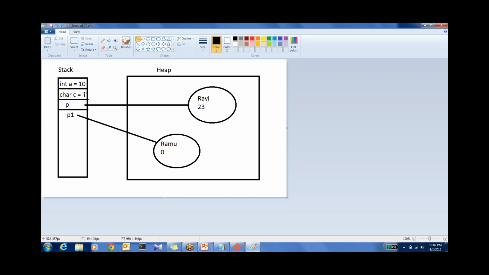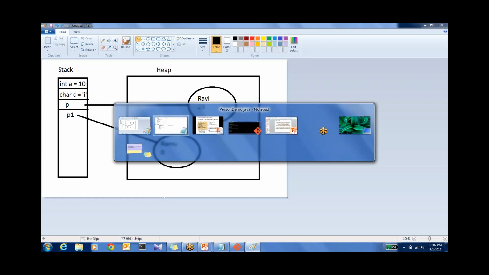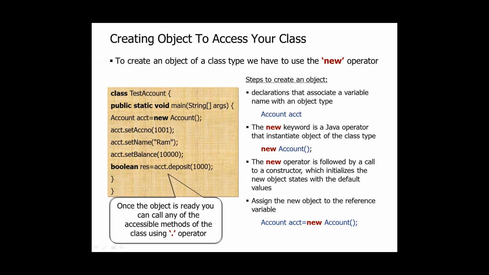And the reason the instance variables are called instance variables is that every object has got its own data. So P1 has its own data, which is Ravi and 23, and P2 has its own data, Ramu and 0. Well, it was P and P1, not P1, P2. Whatever, you now follow this discussion, I hope.